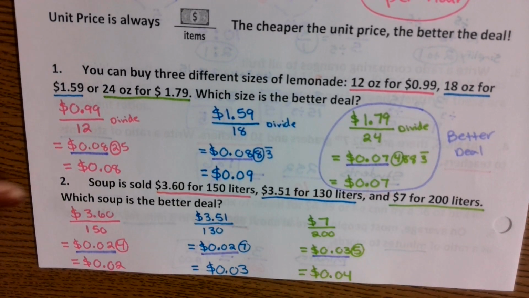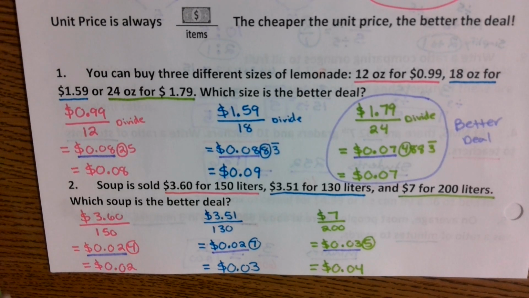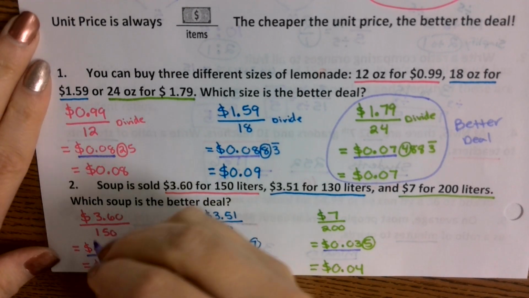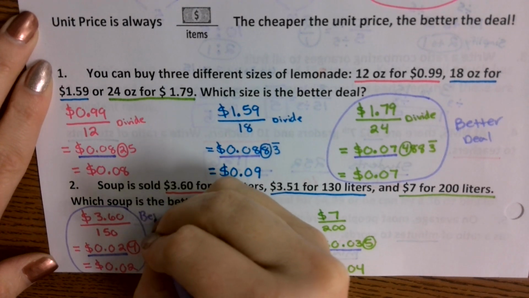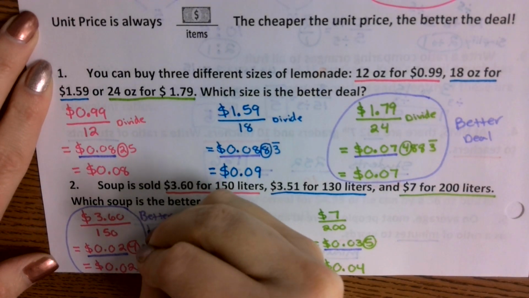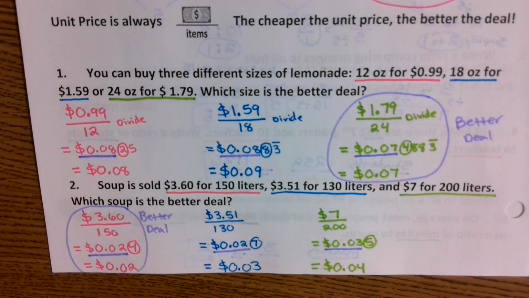Which one's the cheapest? Pink, blue, or green? Pink. This one's the better deal right here. That's our better deal. Always, always, always do price divided by the items.